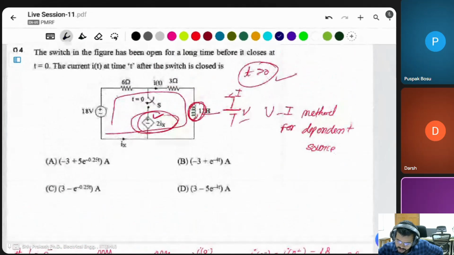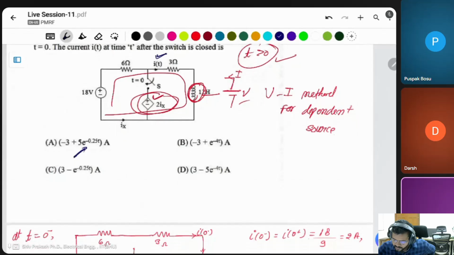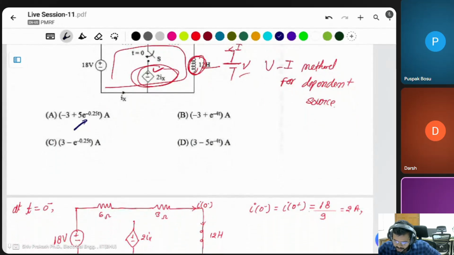This question is asking this current, minus 3 plus 5 e to power of minus 2t to minus 0.25 t. I think option 1 is correct.